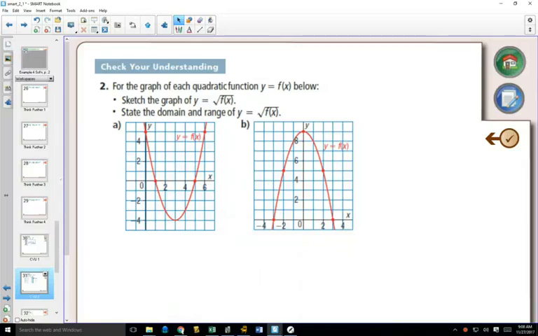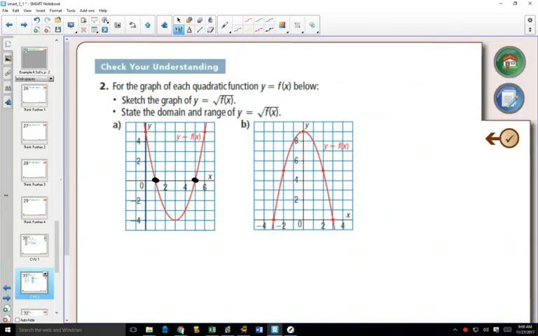So the idea stays the same. When you're taking the square root of any function, the square root of 0 is 0, the square root of 1 is 1. So the first thing you're going to look at when you look at these graphs, are there any points where the y value is equal to 0? Yes. We've got a y value equal to 0 here, and a y value equal to 0 there.